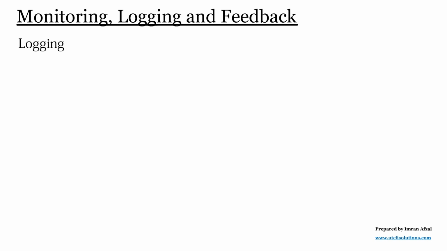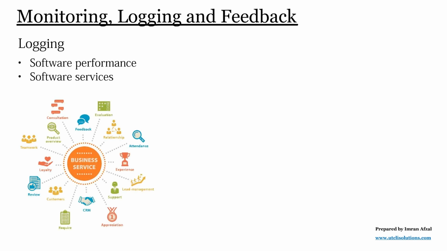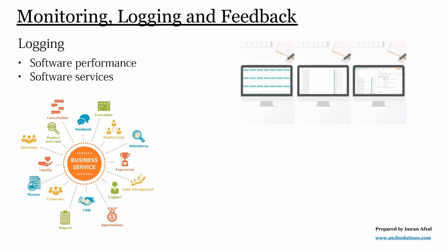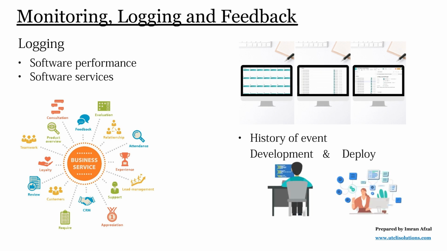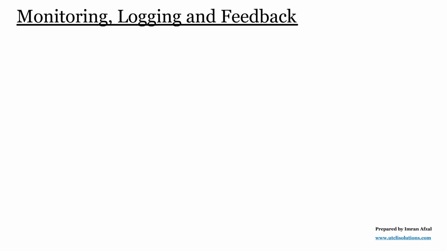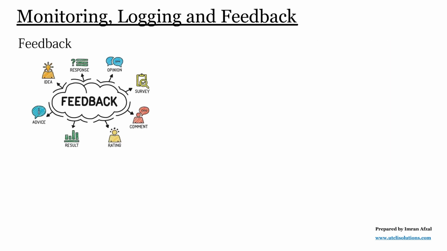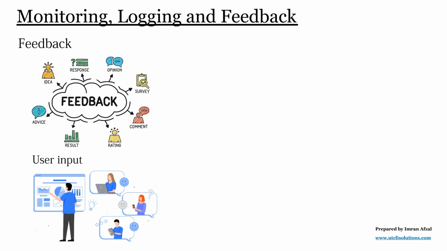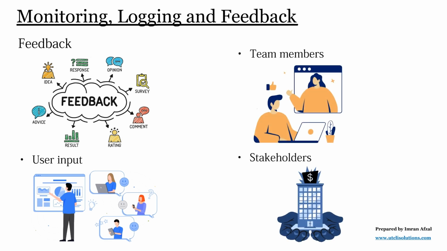Logging refers to making a record of software performance and what kind of services it offers. It's just like keeping a journal of a software with all the history of its events in the application development and deployment journey. All right, now the feedback normally refers to the response. In DevOps, feedback loops are used to gather inputs from users, team members, and stakeholders to continuously improve the software. It aims to learn from mistakes after collecting data from different processes, user experiences, and feedback.